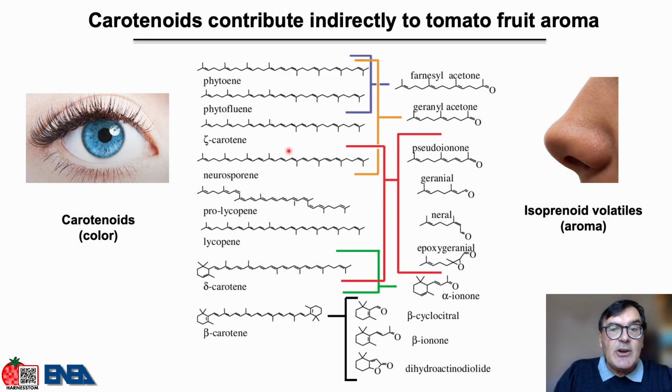Carotenoids not only contribute to tomato color, but indirectly also to aroma. As you have heard from Mathilde previously, volatile aromas are important for tomato flavor. Several of these aromatic substances are derived from the three main tomato carotenoids, lycopene, phytoene, and beta-carotene. A consequence of this is that tomatoes with different colors often have also different flavors.